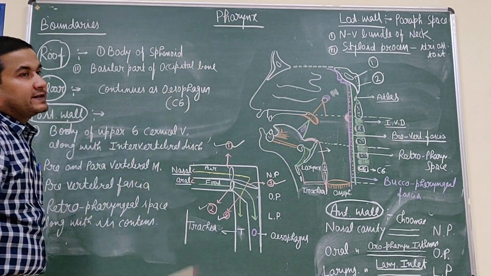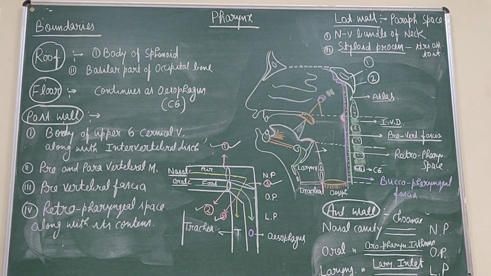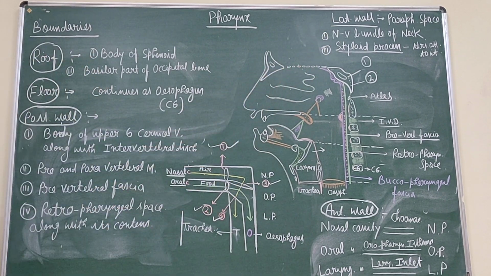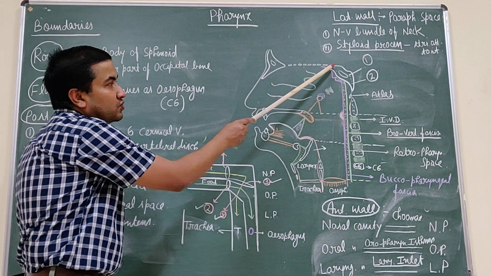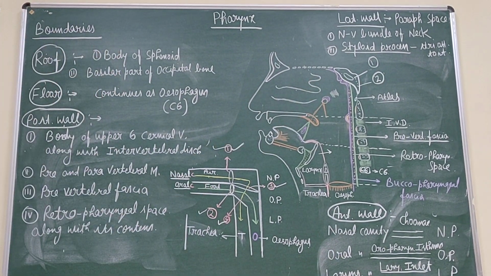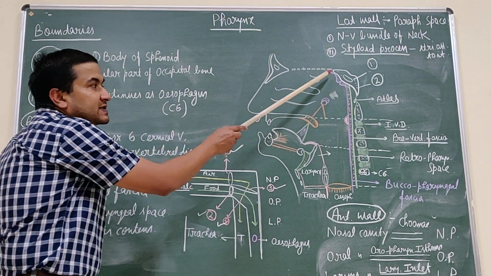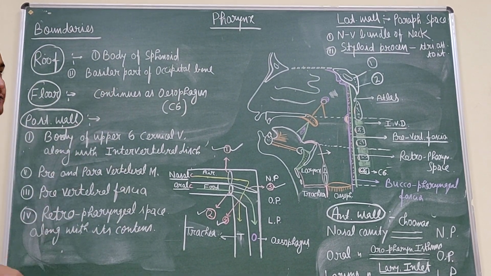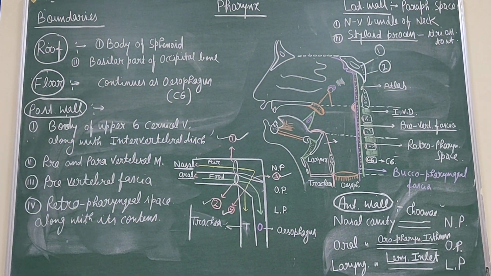Of this complete pharynx, it has the roof, floor, posterior wall, anterior wall and lateral wall. First of all, the roof. This is the roof. This roof is formed by the base of the skull. Here are the two bones that participate in forming the roof of this pharynx.